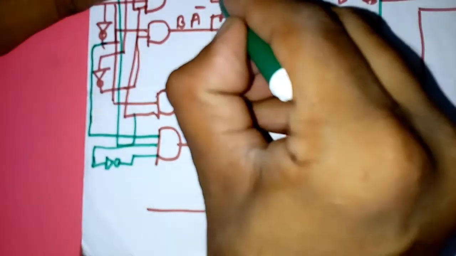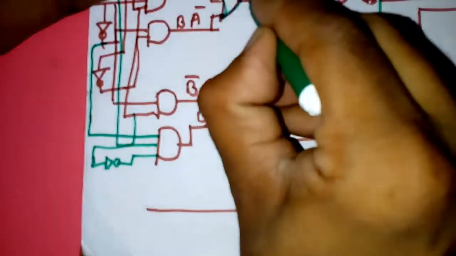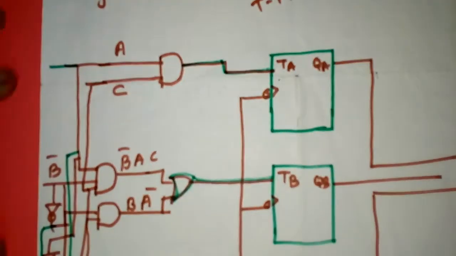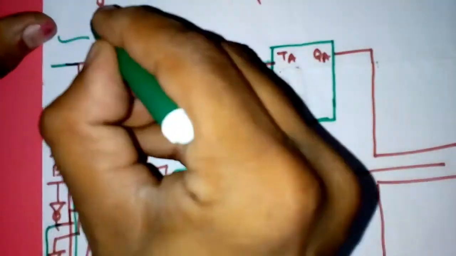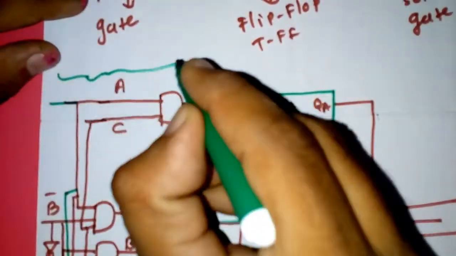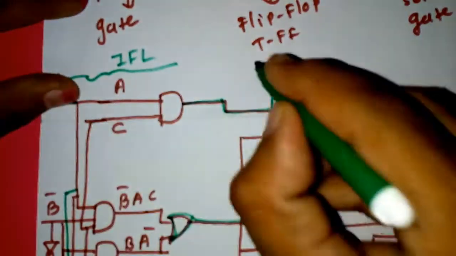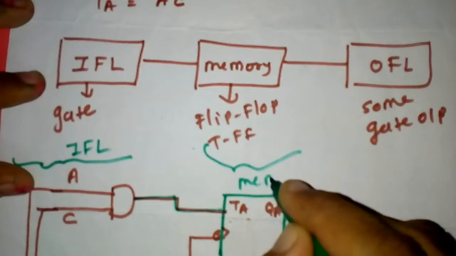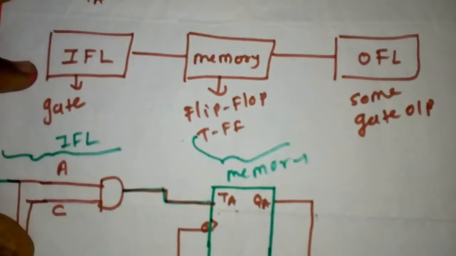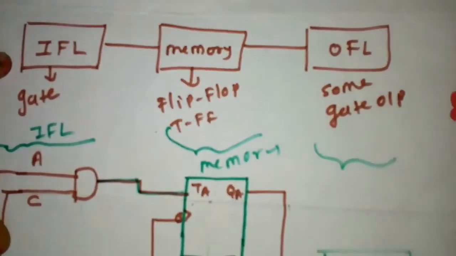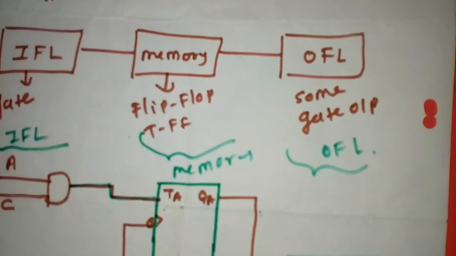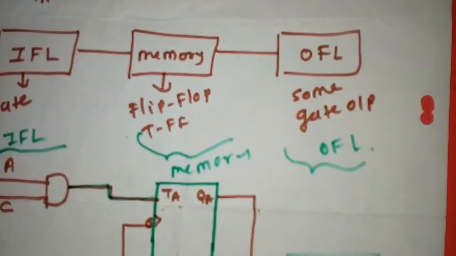This one is called IFL. This one is called memory, and this one is the output section, called OFL. So this is the synchronous counter circuit using T flip-flops. Thank you so much for watching this video. Thank you.